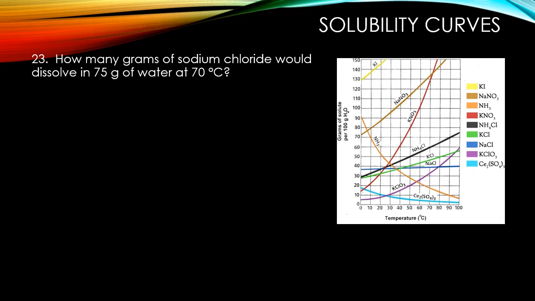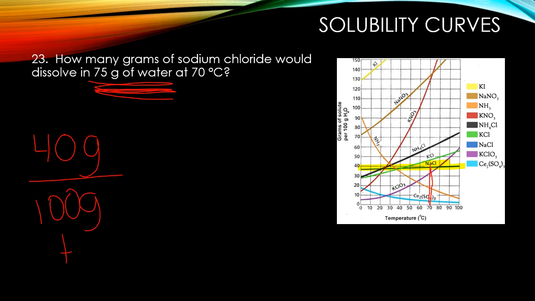23. How many grams of sodium chloride would dissolve in 75 grams of water at 70 degrees Celsius? Sodium chloride is this blue line right here. And at 70 degrees, it can dissolve about 40 grams. It looks like it's right on there. But I want to know if we have 75 grams of water. So let's set up a proportion because this isn't such a simple one, like multiplying by 2.